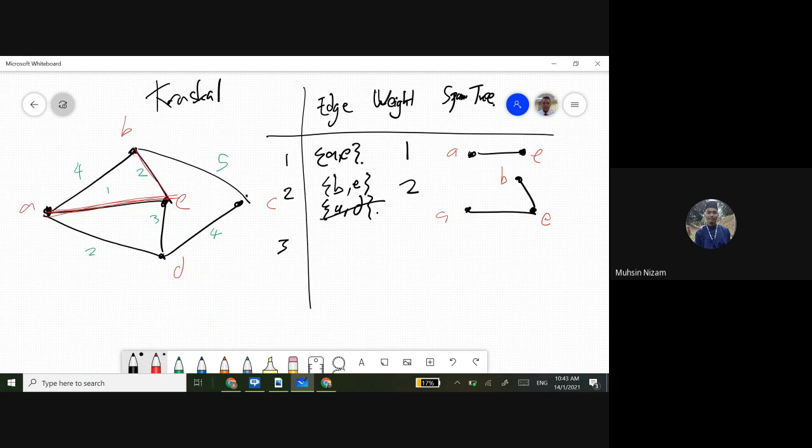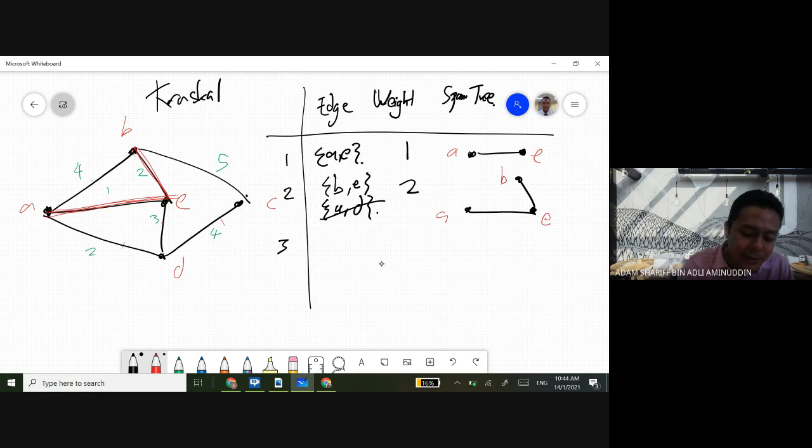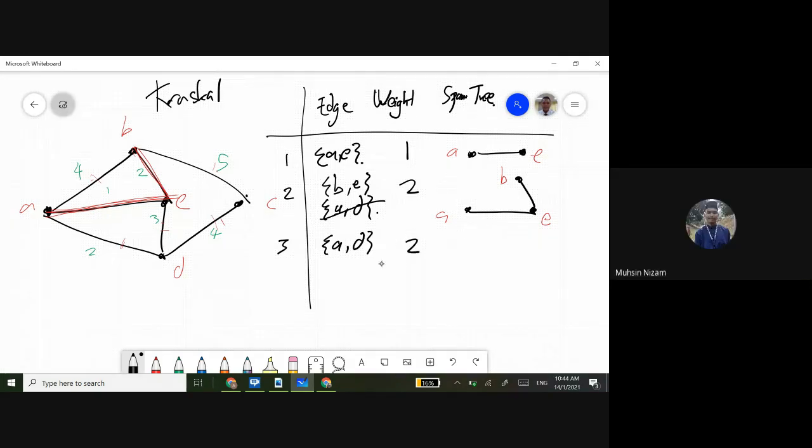Then kita update. Look as a whole, which one is the smallest unchosen one? Kita ada 4, 5, 3, 4, 2. AB, BC, CD, ED and AD. From the remaining unchosen edges, which are the smallest one will be AD with the amount of 2. AE, BE, AD.